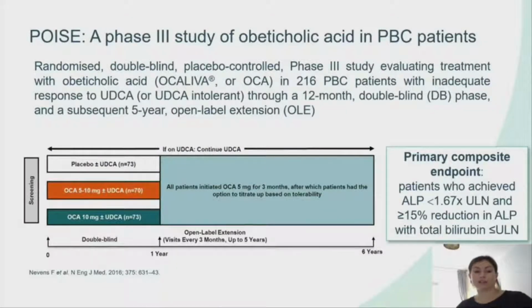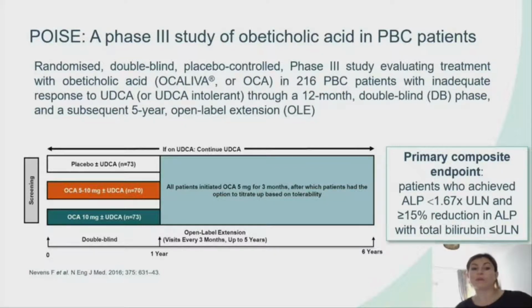In the phase 3 clinical trial, significantly more patients on the URSO and add-on Acalava arm versus the placebo URSO arm met the primary composite endpoint, which was patients on Acalava plus URSO needed to achieve an ALP of under 1.67 times the upper limit of normal, as per the BSG guidelines, and have a 15% ALP reduction from baseline, and was also then making sure that the total bilirubin was under the upper limit of normal.